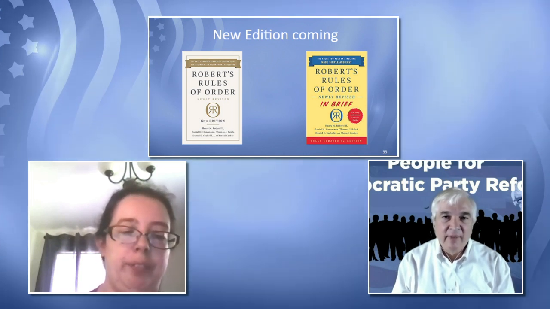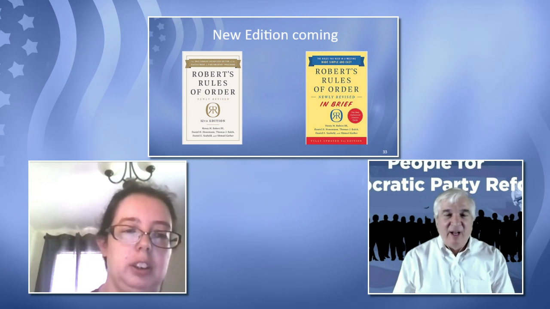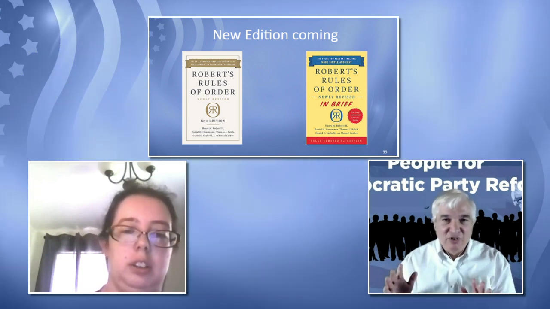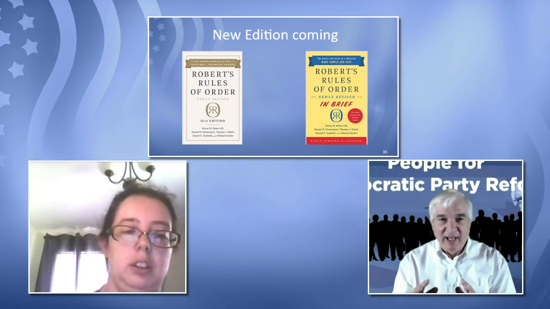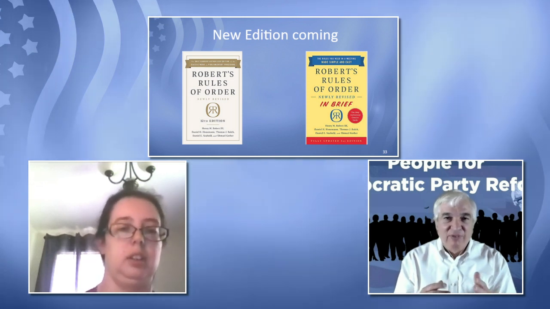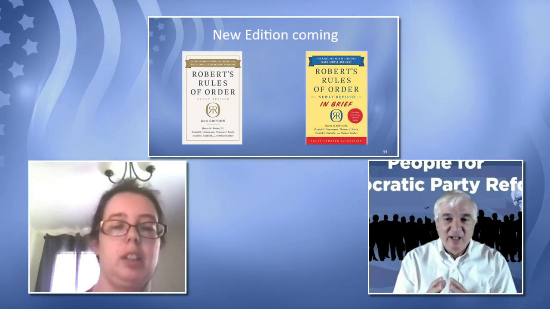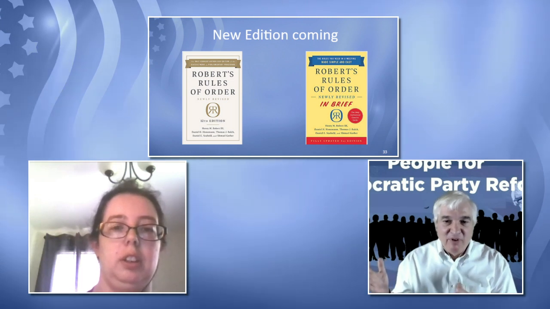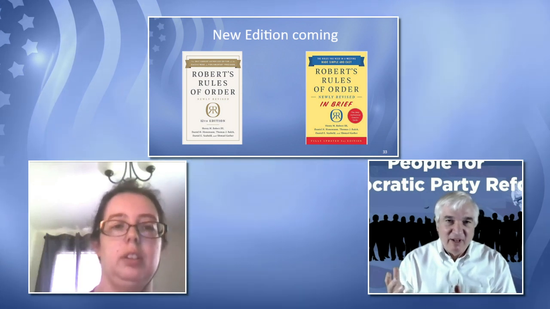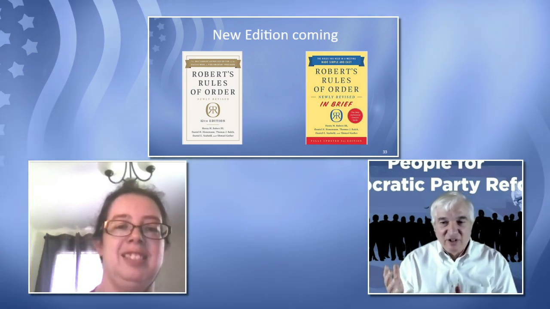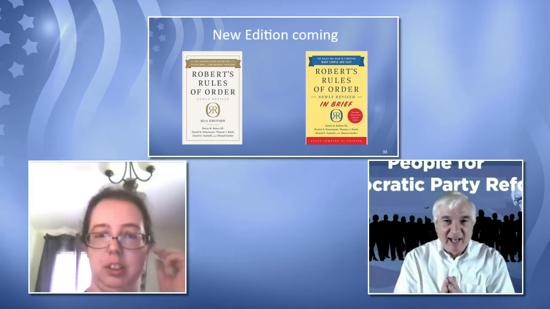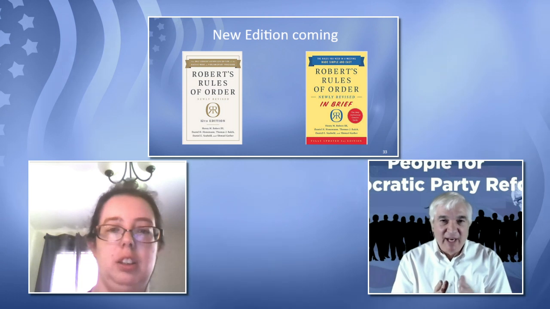And for people for Democratic Party reform, I would urge every state to have an identified parliamentarian, either within the organization or someone that they can call upon for help and assistance, because in many cases we're up against people who have been developing these ways to circumvent democracy for nearly 200 years. And so you need help understanding some of this stuff, and especially understanding what your rights are.